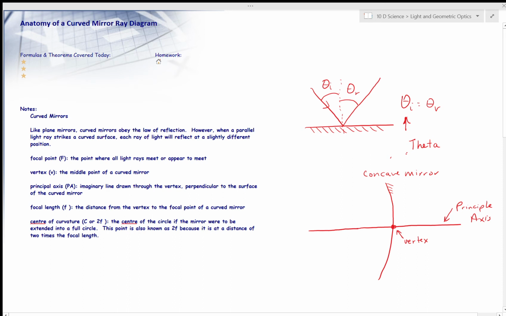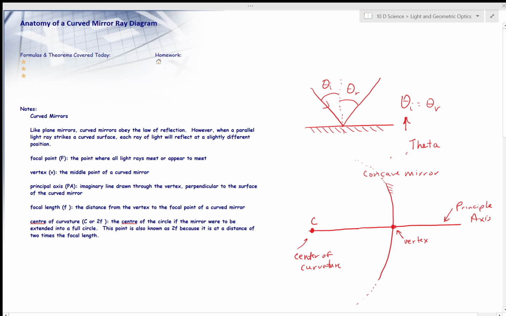It's a perpendicular surface. Every mirror has a level of twist, a level of turn or curvature. If I were to continue drawing this mirror around, as I'm showing you with these dotted lines, it would eventually make a circle. The center of that circle is what we call the center of curvature, and it's denoted with the letter C. So you won't see me writing out center of curvature, you'll just see a C there.